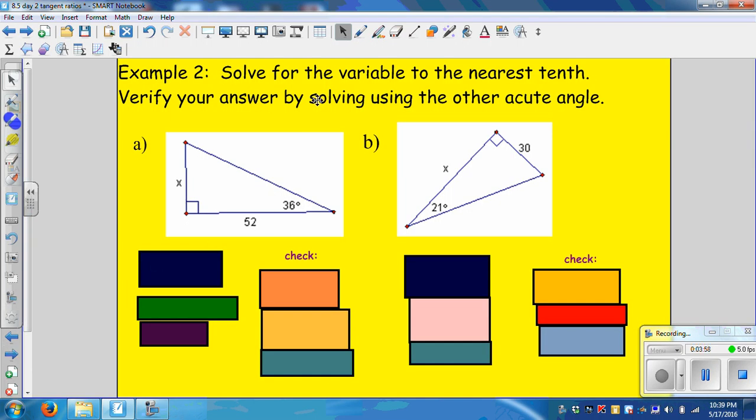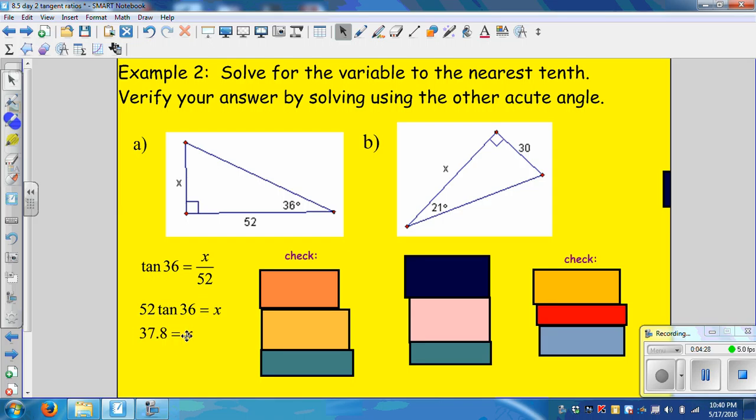Example 2. Solve for the variable to the nearest tenth. Verify your answer by solving using the other acute angle. So we have a side x, and we know that the angle is 36 degrees, and we know that the adjacent side is 52. So we're going to set up a tangent ratio for this particular problem. We say that the tangent of 36 equals x over 52. To get x by itself, multiply both sides by 52. And using your calculator, you'll get 37.8.